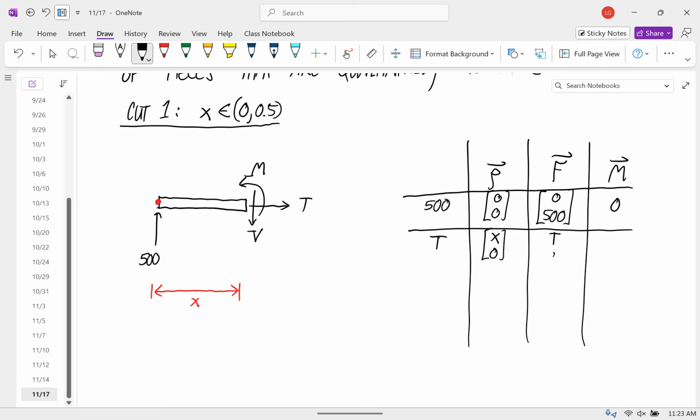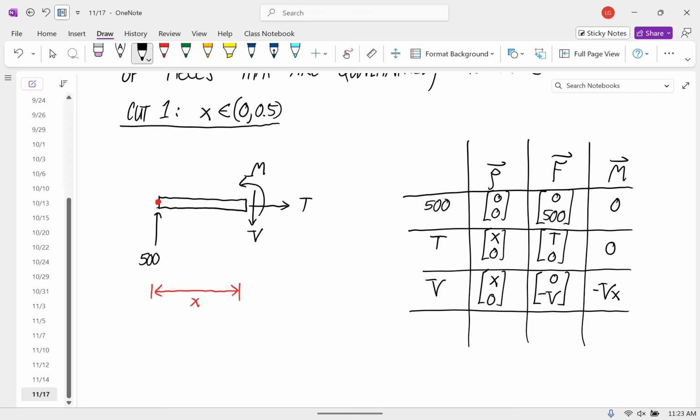The force is T, 0. Cross product is 0. Then V, acting at the same location, so the row vector is x, 0. That V is in the negative y direction, so this force vector is 0, negative V. And so the cross product is negative Vx. So even though V is acting down, we don't care about the right direction for the row.